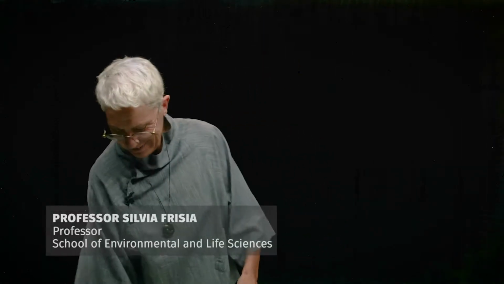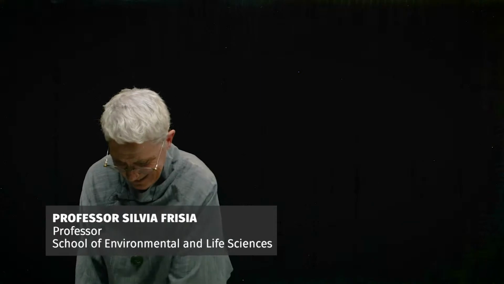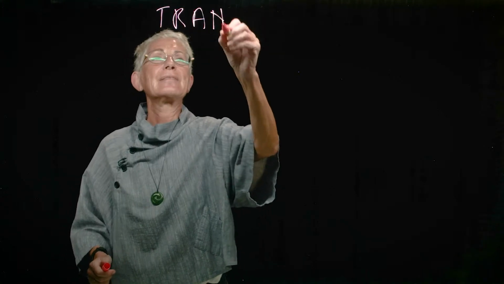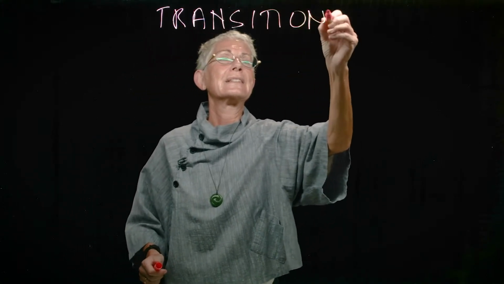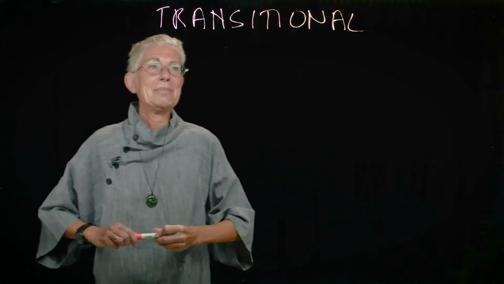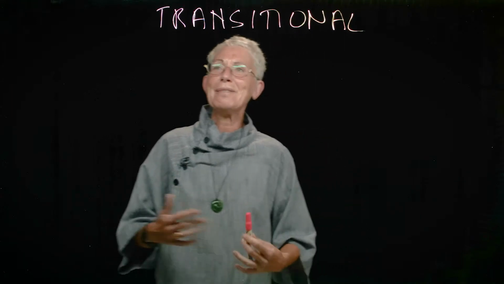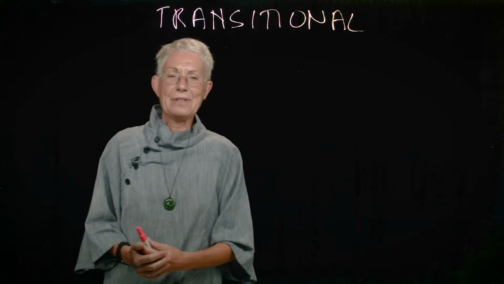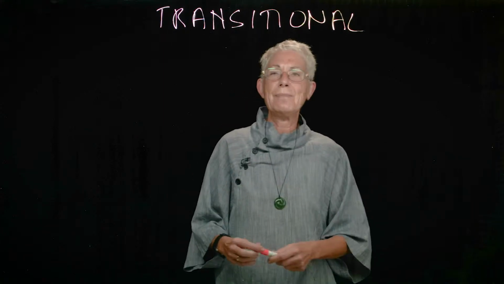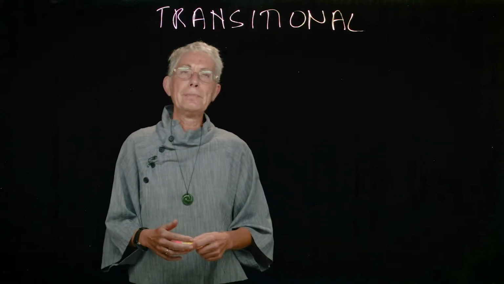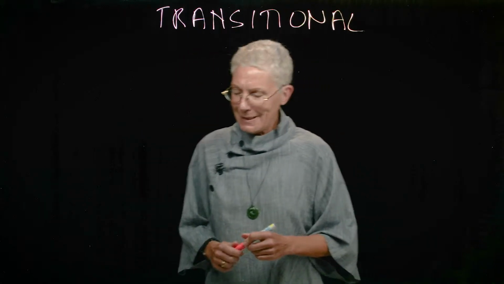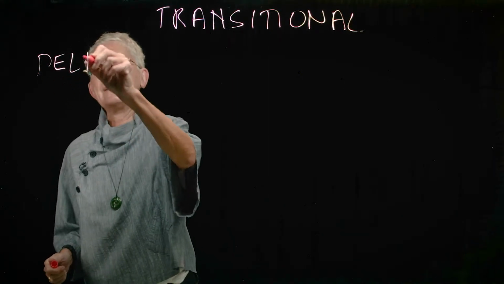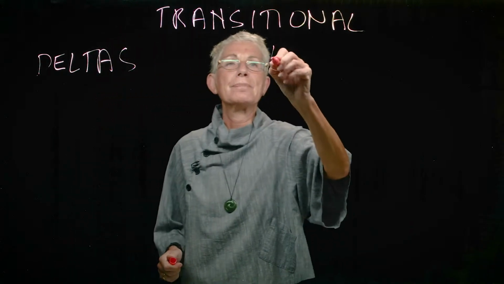So let's continue. And let's go to the transitional environments. So what are transitional environments? Those are the environments in between the continent and the sea. So in between maybe a meandering river system, because we are now towards the sea, and a beach. Most important, you have these two features, deltas and estuaries.